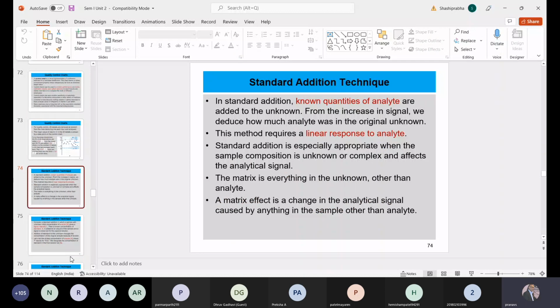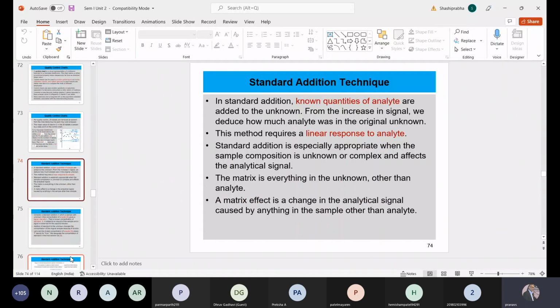The next thing is the standard addition technique. Now, what is the standard addition technique? Where it is used, how it is used, how it is useful. These are certain things which we'll try to understand. And then, at the end, we'll have one very small numerical to understand how one can use this technique for quantitative measurements. I'll just read this out for you.